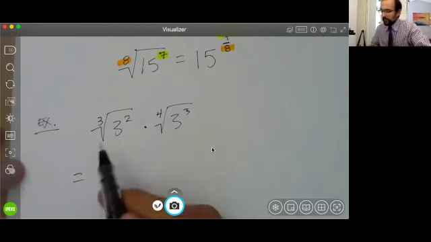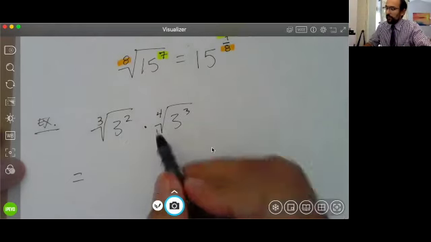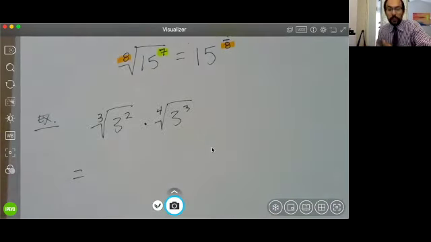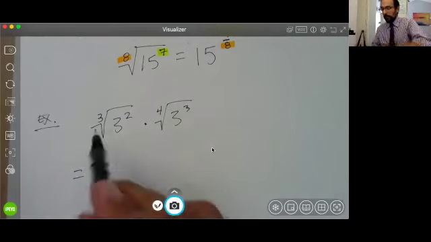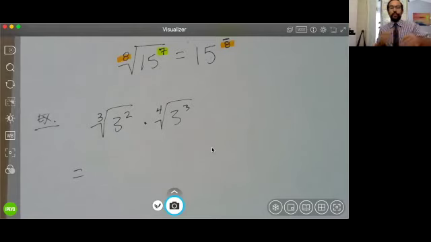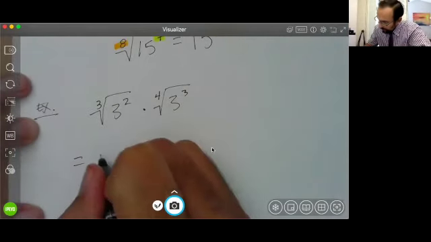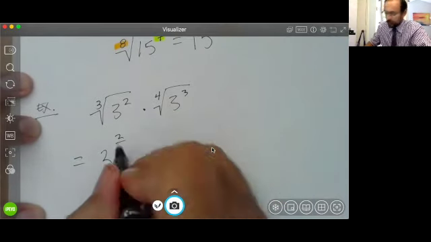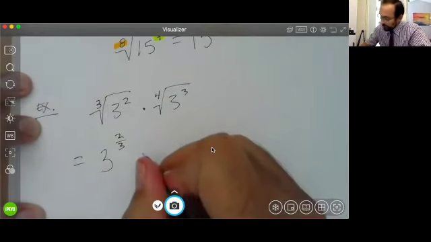So let's say I have this term, the cube root of 3 squared times the 4th root of 3 to the 3rd power. Well, what I want to do first is what I did in the previous example, rewrite it so that the radical goes away and I'm left with an exponent that is a fraction. So I'm going to say this is 3 to the number inside is 2, so that goes on top. The number outside is 3, so that goes on bottom of my fraction.